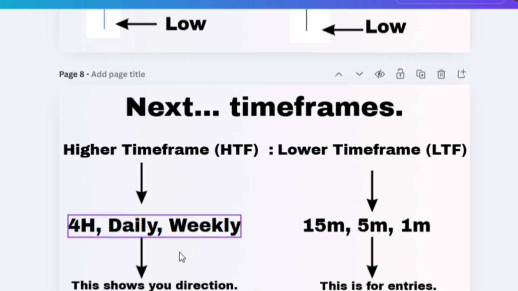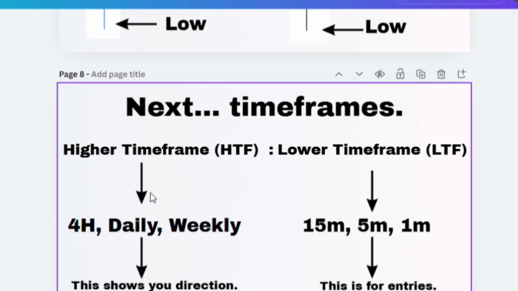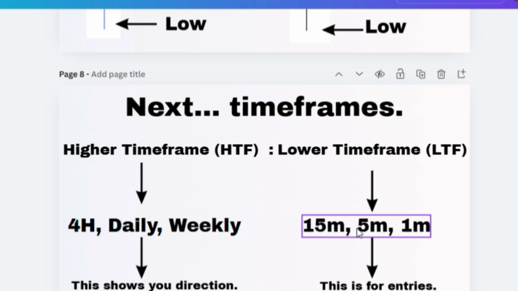This shows you the directional bias of the market, the direction of the market, if we are going up or if we are going down. This is the time frame in which you are going to be looking at the market: the 4 hour, the daily, and the weekly. Now in the lower time frame, we have the 15 minutes, 5 minutes, and our 1 minute. This is for entries only.